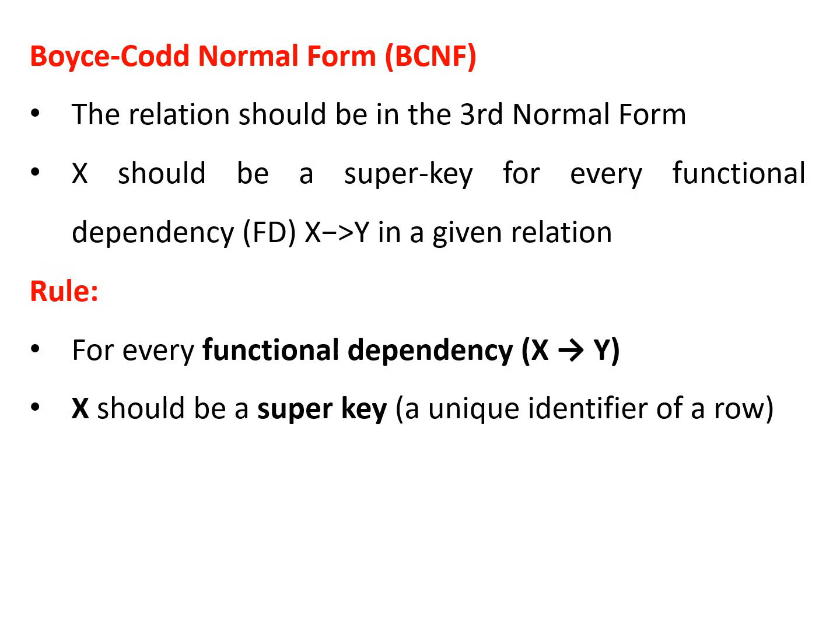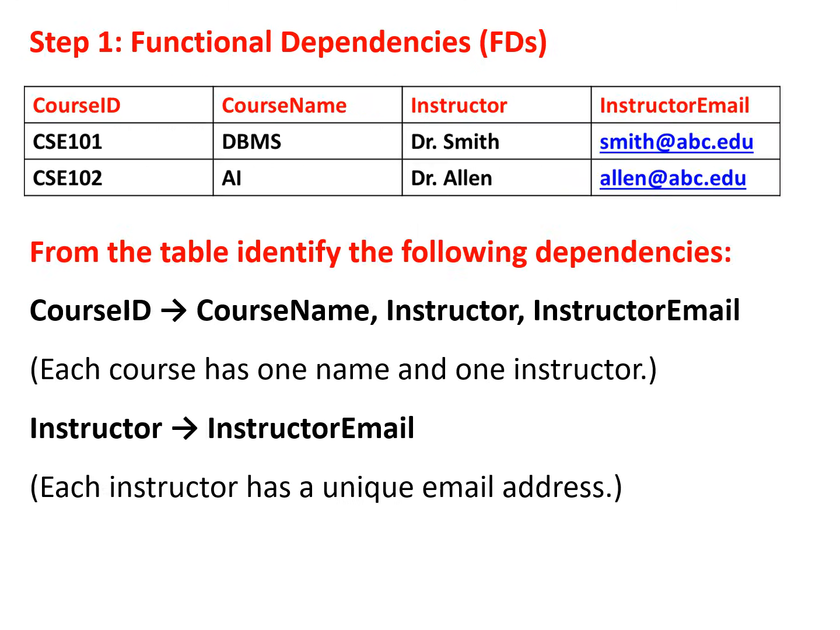Next one, BCNF, which means Boyce-Codd normal form. The relation should be in third normal form, and X should be a super key for every functional dependency X belongs to Y in a given relation. What is the rule behind BCNF? For every functional dependency X belongs to Y, X should be a super key, which means a unique identifier of a row. So the same, we first identify the functional dependencies.